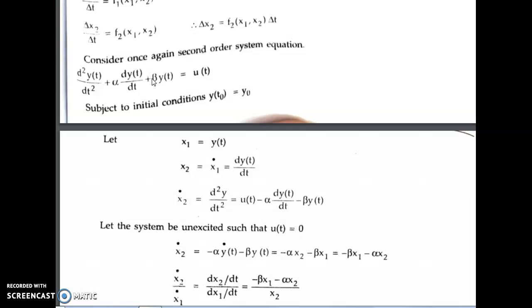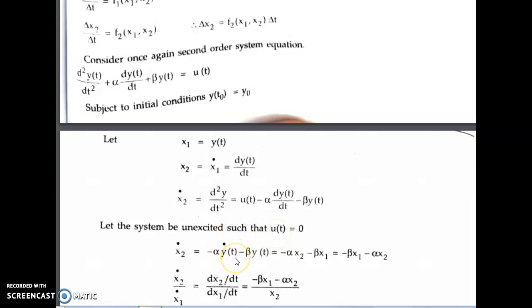Okay, this is what dx2 by dx1 is equal to: the slope. You have to go up to this one. Here y is x1, this is x2, and this is x2 dot. So from this equation you can write x2 dot. Here y is equal to x1, x2 is equal to y dot. Therefore x1 dot is equal to x2, and x2 dot comes from the given equation.